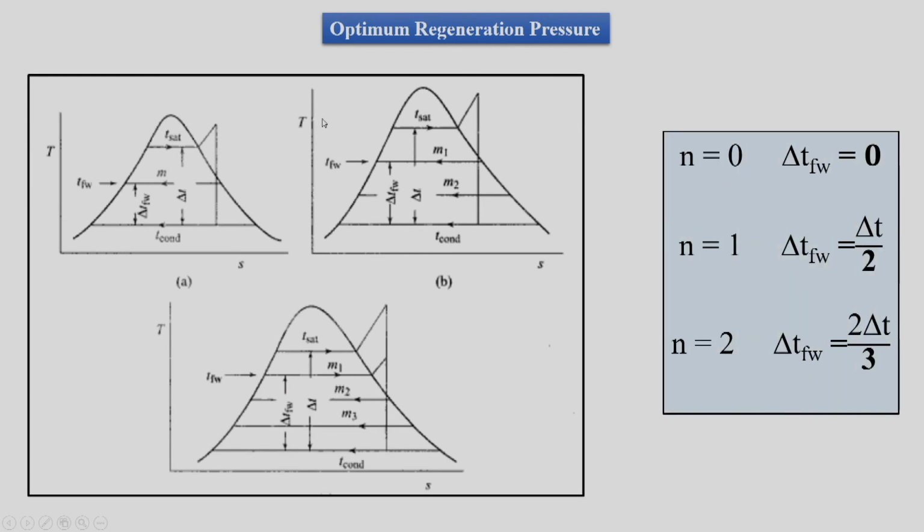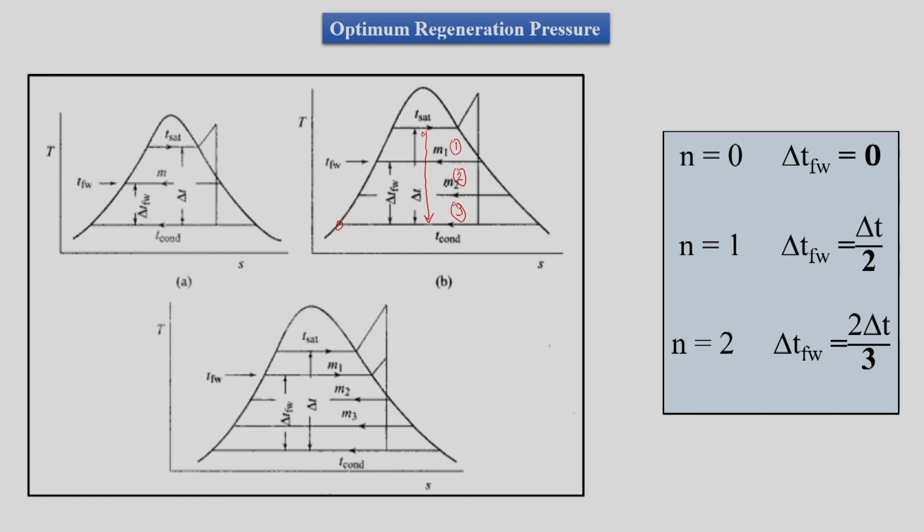So, if we are having n is equal to 0, we have delta T feed water is 0, if n is equal to 1 it is delta T by 2, and if n is equal to 2, if we are having 2 regenerations or 2 feed water heaters, then the total temperature rise... So, we initially are here at the entry to the pump. Now this is the total temperature rise which we are expecting. It is divided into 3 parts, 1, 2 and 3 parts.